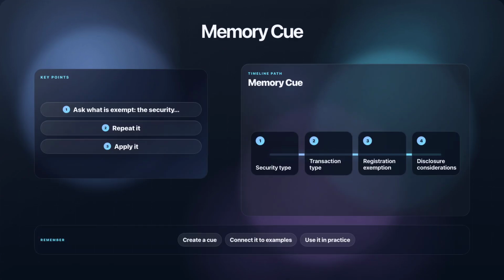Use this memory cue. Ask what is exempt, the security or the transaction. A good cue is short enough to remember, but meaningful enough to guide a practice question. When you see this topic again, return to that cue before selecting an answer.